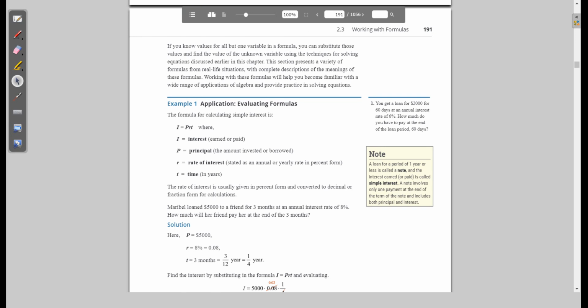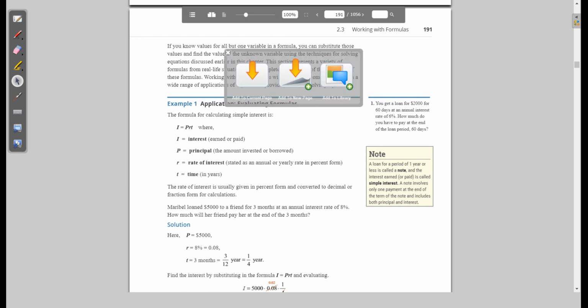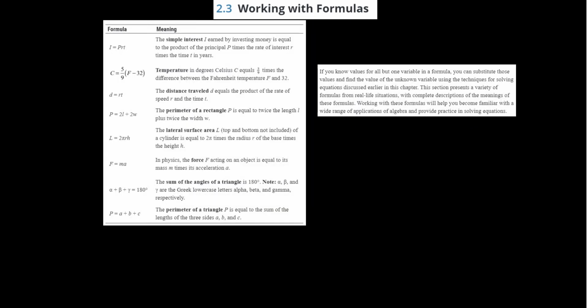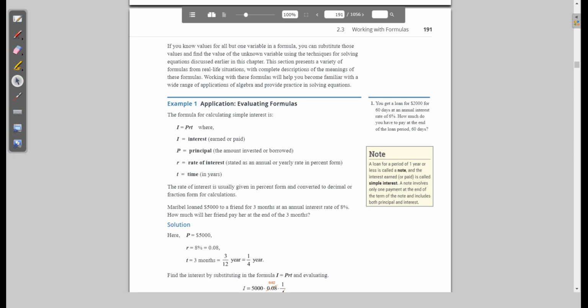Actually, this is pretty good. Let's put that onto the front page as well. Okay, so what this reads is, if you know values for all but one variable in a formula, you can substitute those values and find the value of the unknown variable using the techniques for solving equations discussed earlier in this chapter. Okay, so that's very important because, what it says, right? If you know the value of every single variable except for one, then it makes it pretty easy to evaluate that particular variable. And we'll see that in this example here.